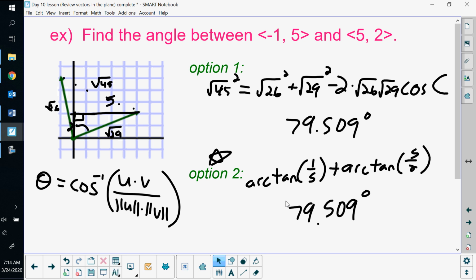One way that might be a little quicker is to think of these as two separate right triangles. This right triangle here, from this angle, opposite is 5, adjacent is 2, so we can do an arctan of 5 halves. This angle here, opposite is 1, adjacent is 5, so you can do an arctan of 1/5. Just add them together and you get 79.509. And then there was a way you saw last year with Mr. Delands. You could do inverse cos of the dot product of the two vectors divided by the product of the magnitudes of the two vectors, and that would give you the same thing as well.